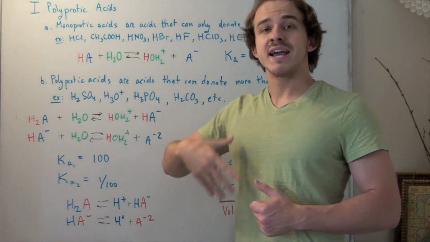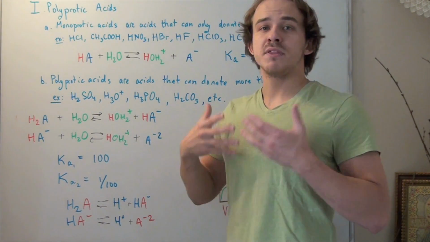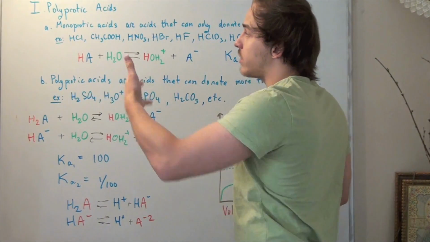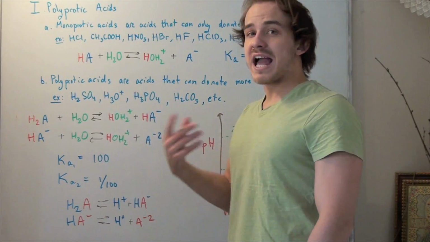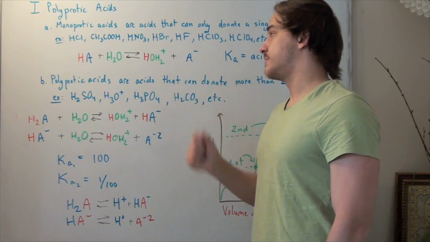Now let's look at the ionization of these acids in water. Let's choose some hypothetical monoprotic acid. So let's choose HA to be our acid. And HA will react in water to produce hydronium and a conjugate base.